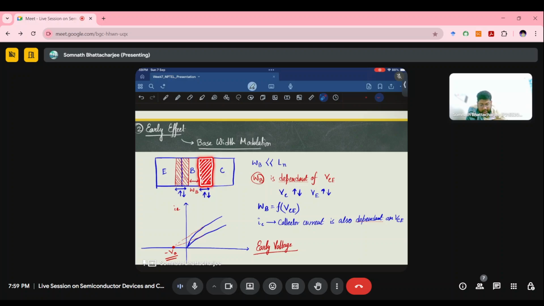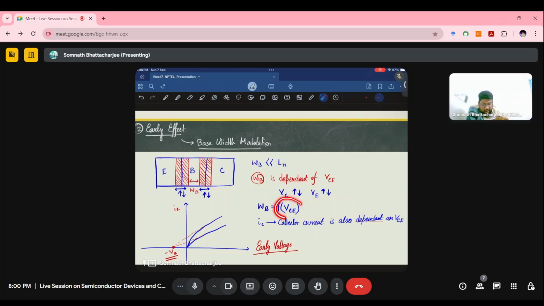So based on change in the collector voltage, this depletion region will either increase or decrease. Similarly, based on the change of VE, that is the emitter voltage, this depletion region can either increase like this or decrease. So we can say that WB is not a constant value. It doesn't have a constant value. It depends on the applied voltage between VCE, that is VC minus VE. As it's dependent on both the terms, we can say that it is dependent on VCE.